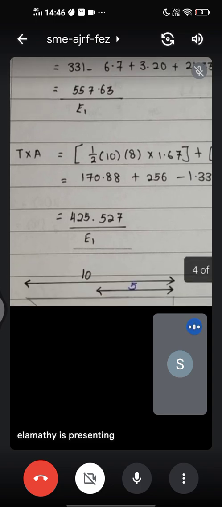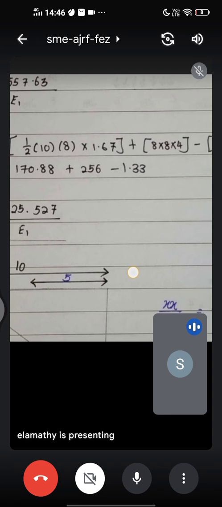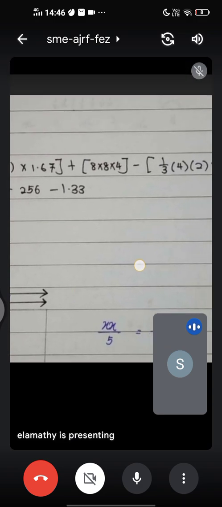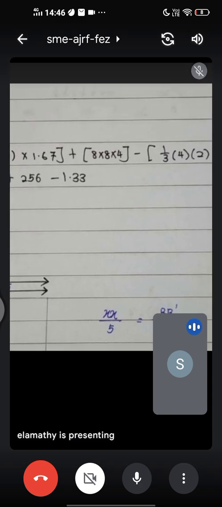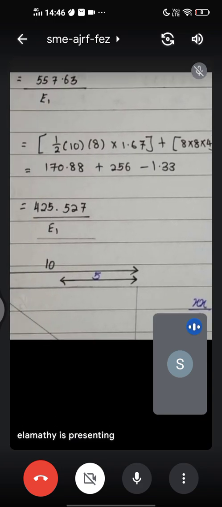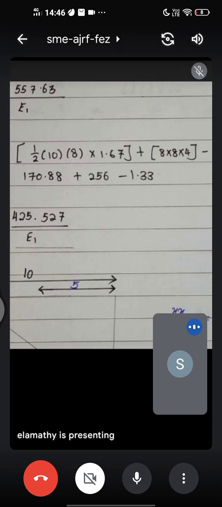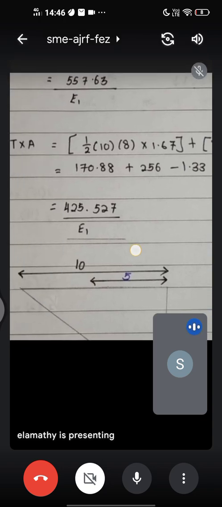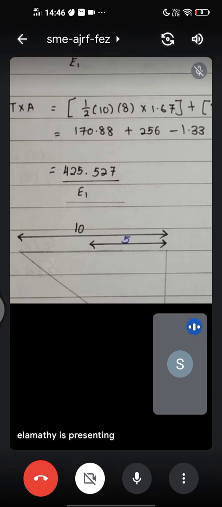Next we'll see about T times A. So this is the equation for T times A. 1 over 2 times 10, 8 and times 1.67. Then we have the plus. 8 times 8 times 4 close bracket, and the last equation will be 1 over 3 times 4 times 2 times 0.5. After we multiply everything and add it, we'll get 170.88 plus 256 minus 1.33, you will get 425.527 over EI.